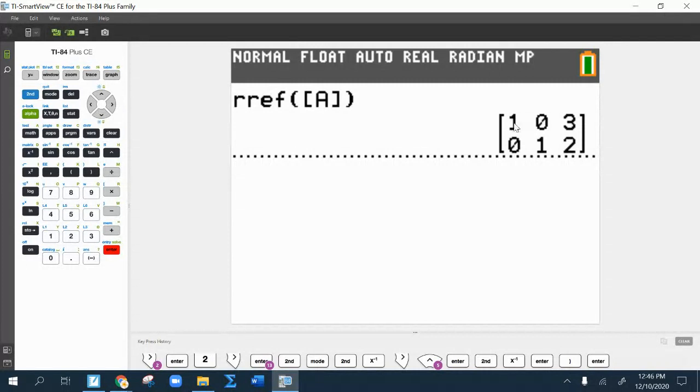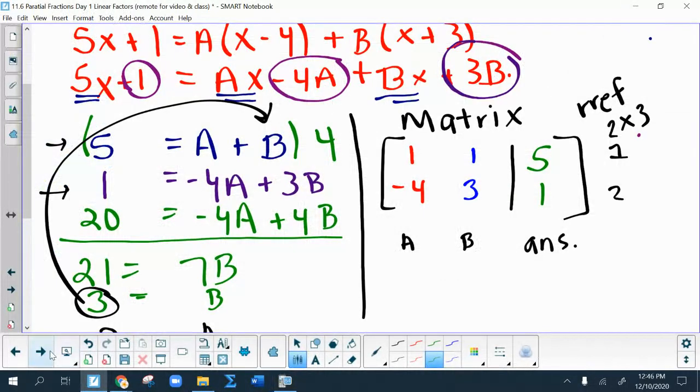This means, remember, this first column we said was A, and the second column was B. So when A is 1 and B is 0, so when we have just A, it's equal to 3. And when B is 1, so when we have what we're looking for, the B value, it's 2. So A is 3, B is 2. All right, let's do another one.